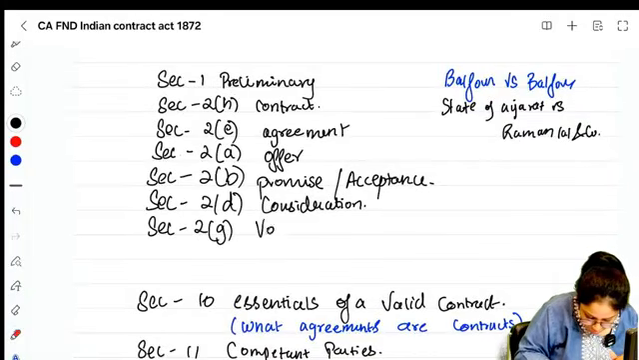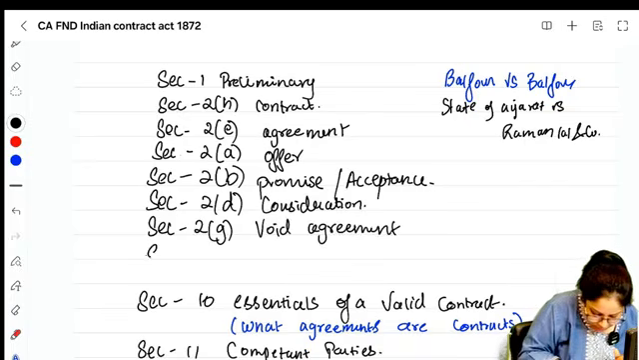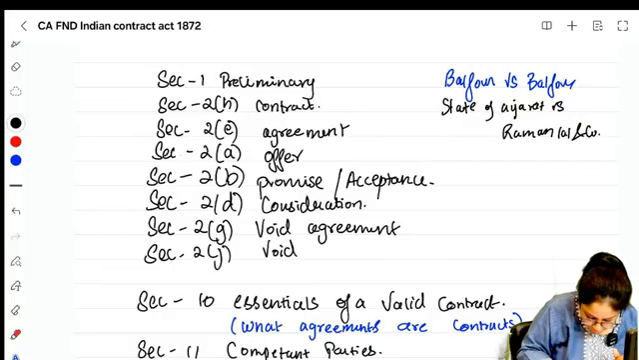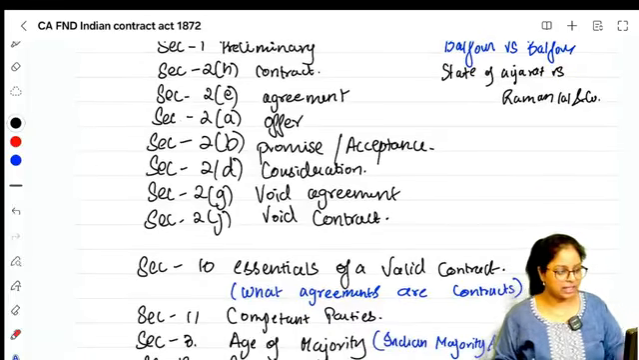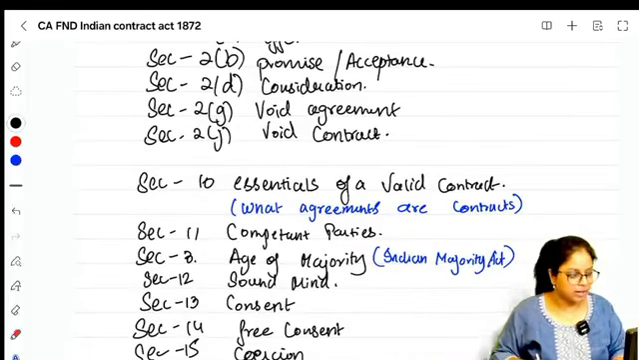Section 2G is void agreement. Section 2J is void contract. Is that clear, people? Is that clear? Absolutely clear? Yeah.